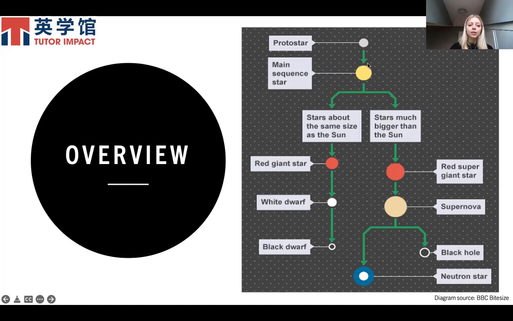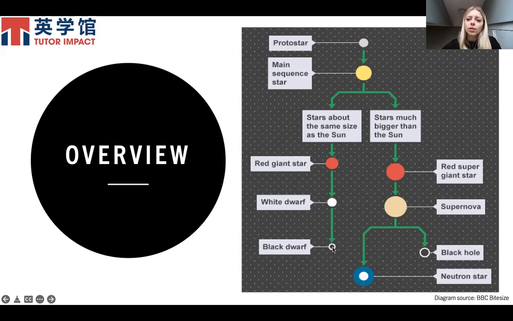And then following this, this is where the development of the stars branches out depending on their size. So as you can see from the diagram, stars that are about the same size as the sun follow this left-hand path. So they go to a red giant star, and then they go to a white dwarf star, then they finally end up becoming a black dwarf.